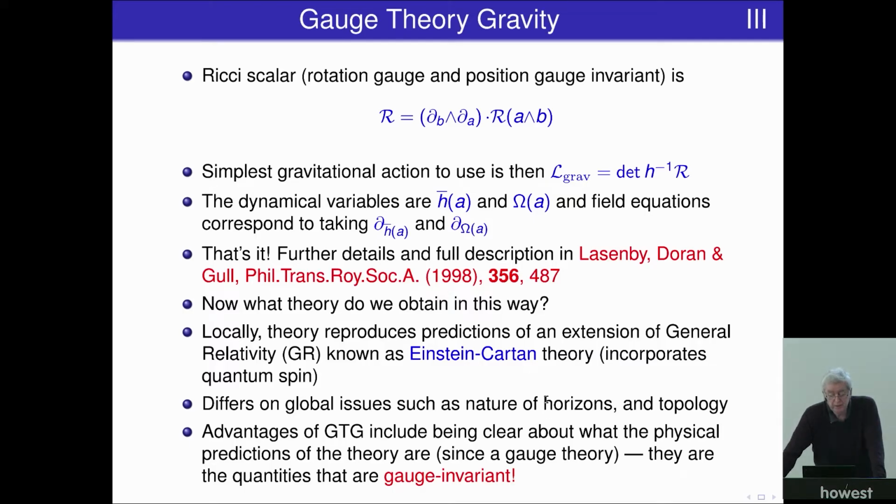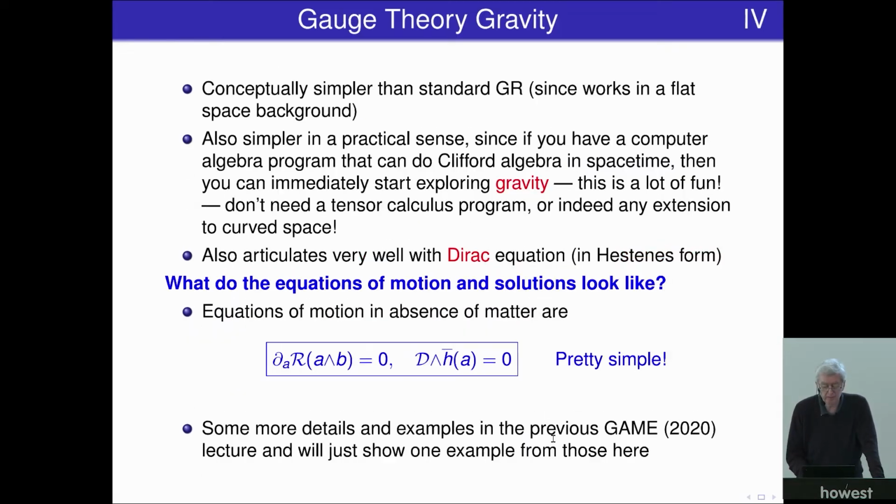A big advantage is that you can be very clear what the physical predictions of the theory are, since it's a gauge theory, and the physical predictions are those that are gauge invariant. I've already said it's conceptually simpler than standard GR, since it works in a flat space background, and I think it's very important that in a practical sense, if you have a computer algebra program that can do Clifford algebra in space-time, then you can immediately start exploring gravity.